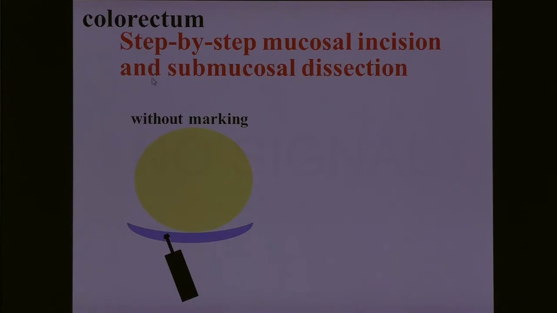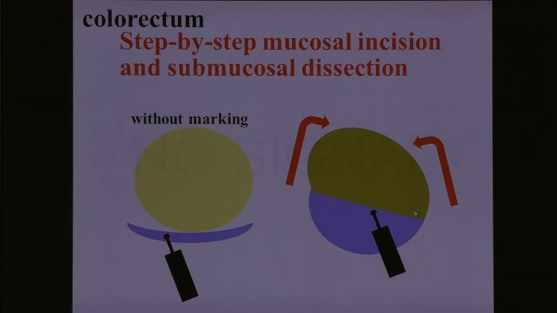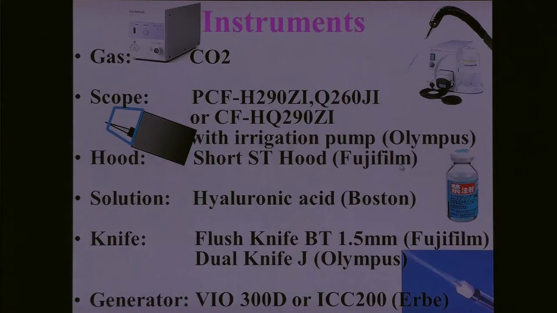And we usually perform ESD without marking. So this is the first incision in the mucosal layer. And dissect the submucosal layer. And mucosal incision again. And dissect the submucosal layer. So, step by step: mucosal incision, dissection, mucosal incision, and dissection. These instruments are usually used for colorectal ESD.